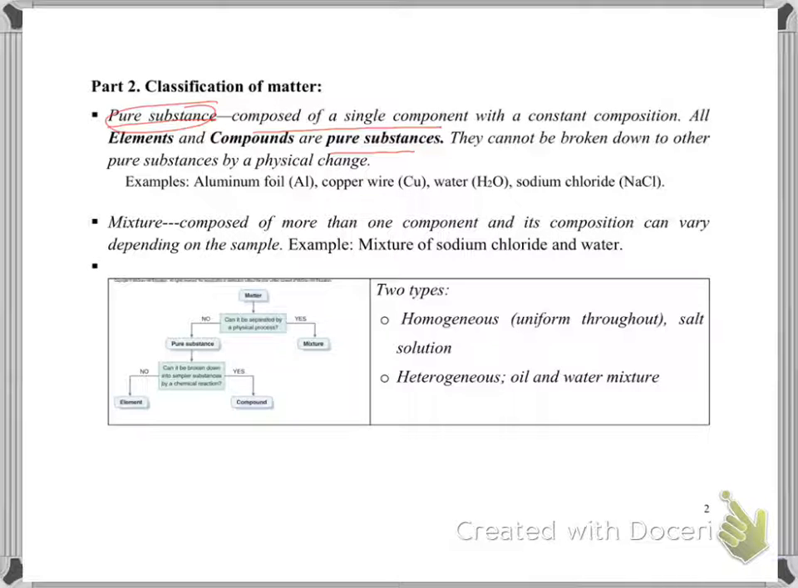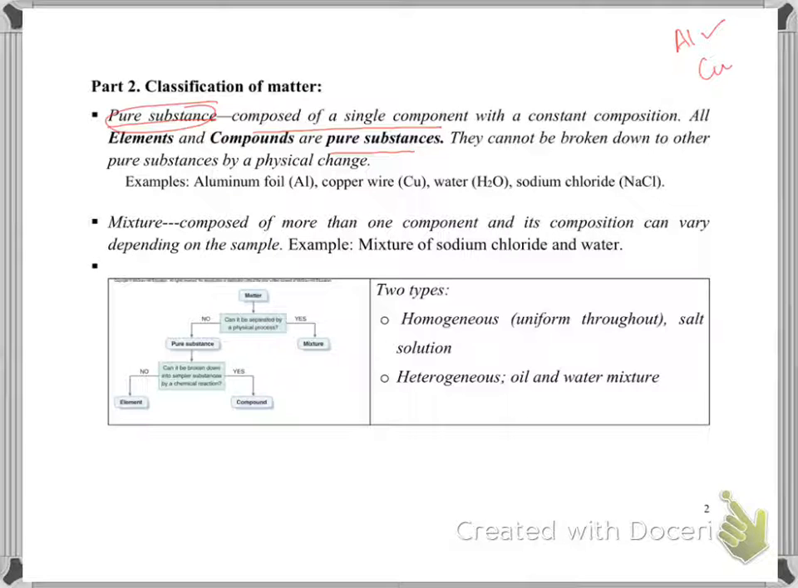So, for example, if you have an element aluminum, if you have a metal copper, aluminum is just made up of only one type of component, which is aluminum. There is nothing else in there. If you're talking about the copper, it is just copper, it's not copper mixed with something else.